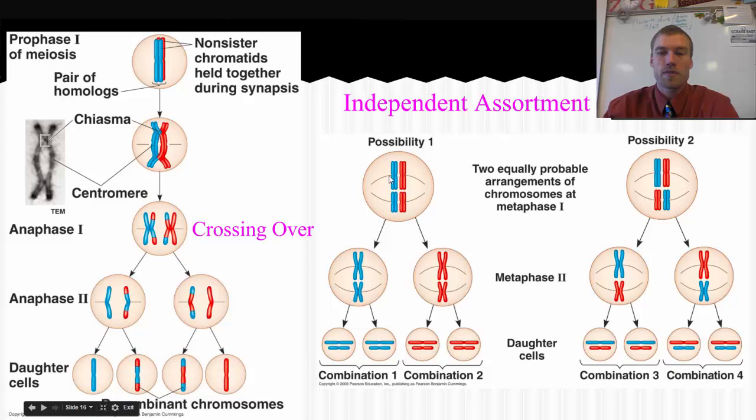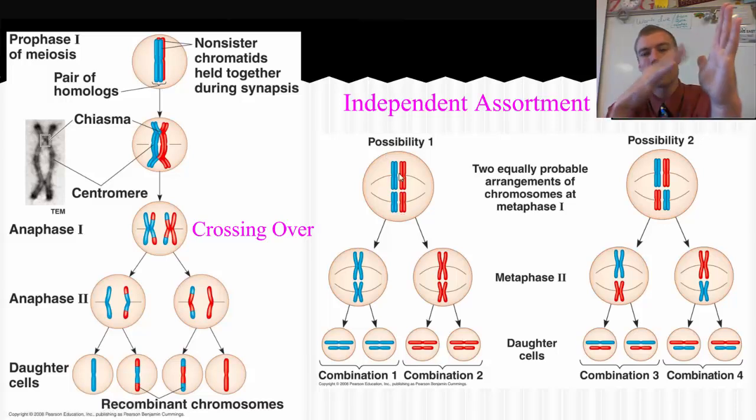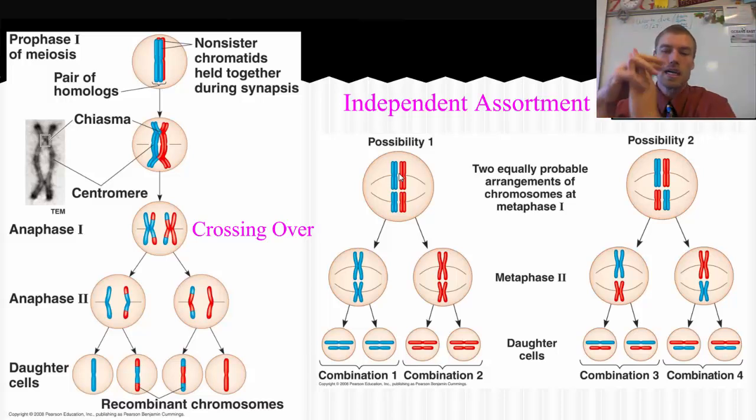Independent assortment, we can either have the paternal chromosomes lining up on the same side, or we can get them flopped over so that now you've got the paternal and the maternal on both sides, leading to different combinations of the chromosomes in the daughter cells. And so you can quickly see how we can arrive at this large number of possible combinations in the offspring.